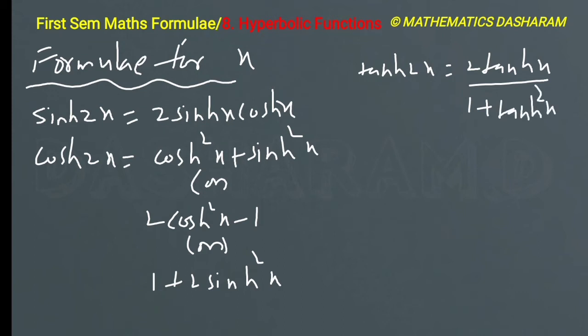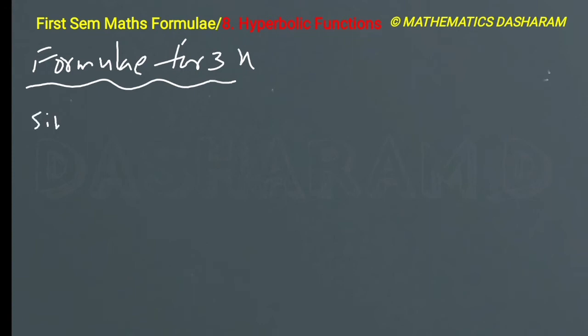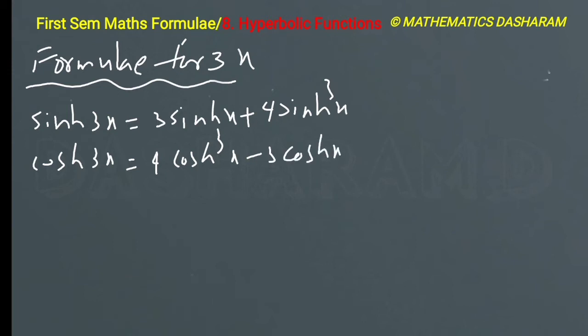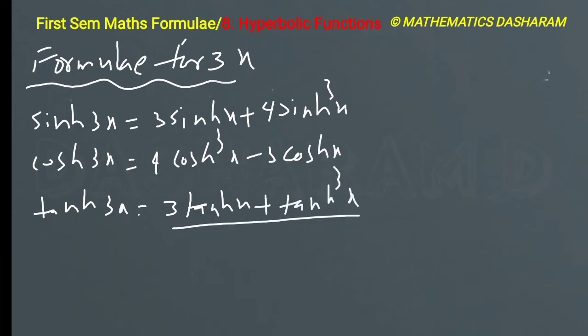Next, formulae for 3x. So sinh 3x equals 3 sinh x plus 4 sinh cube x. Next, the second one is cosh 3x equals 4 cosh cube x minus 3 cosh x. Next, tanh 3x equals 3 tanh x plus tanh cube x divided by 1 plus 3 tanh square x.